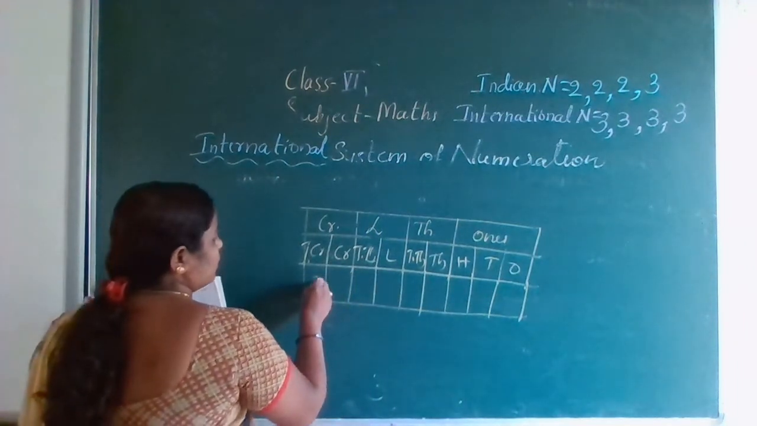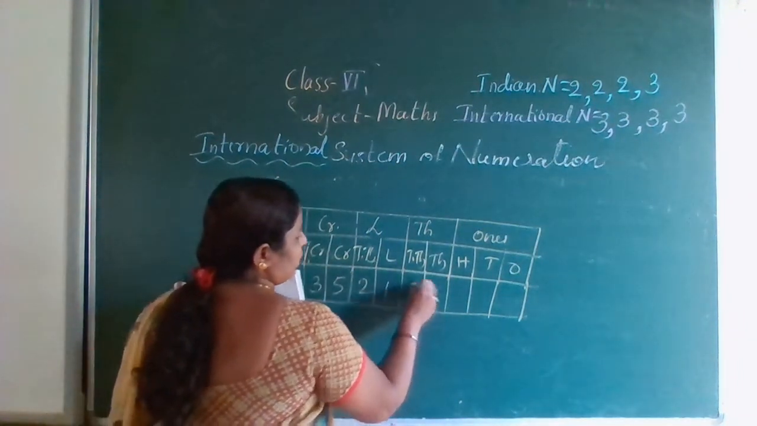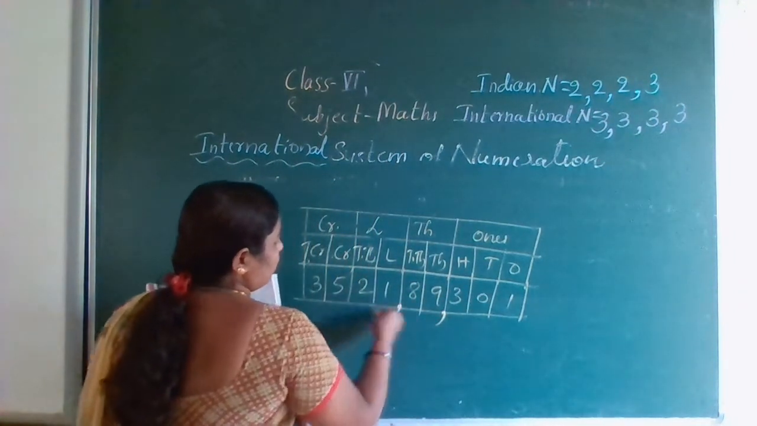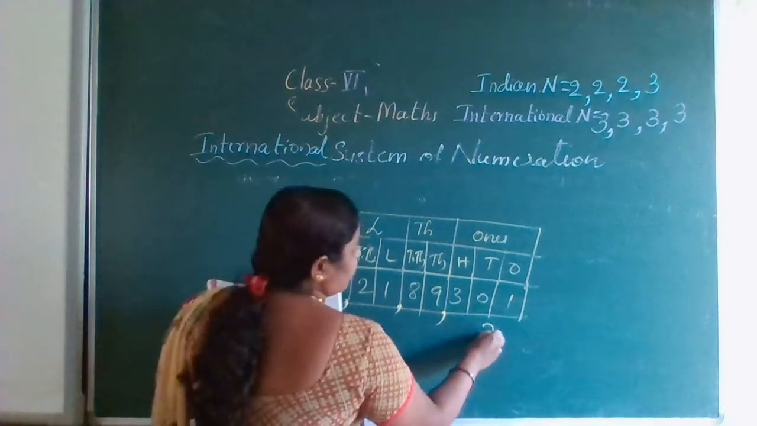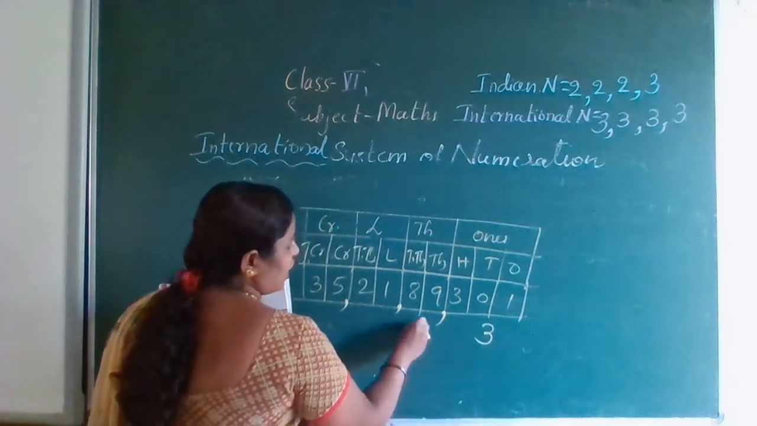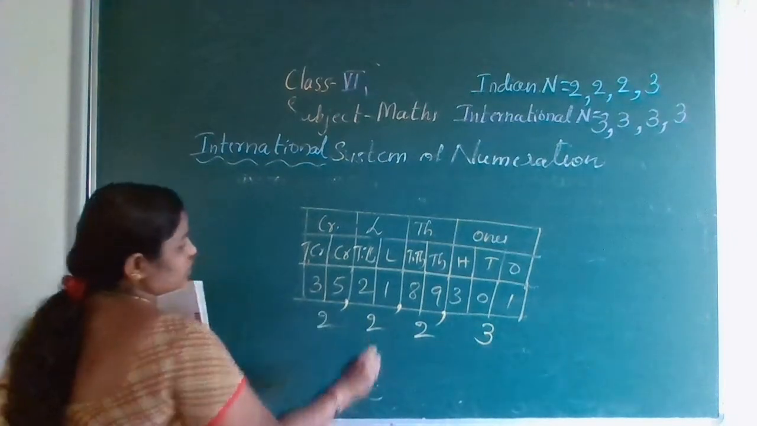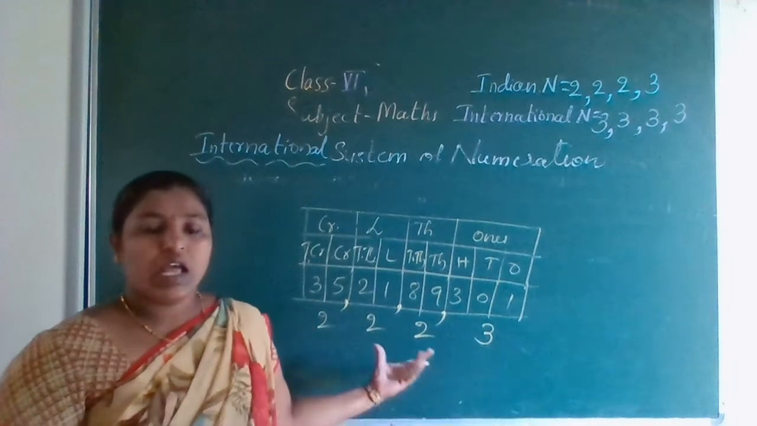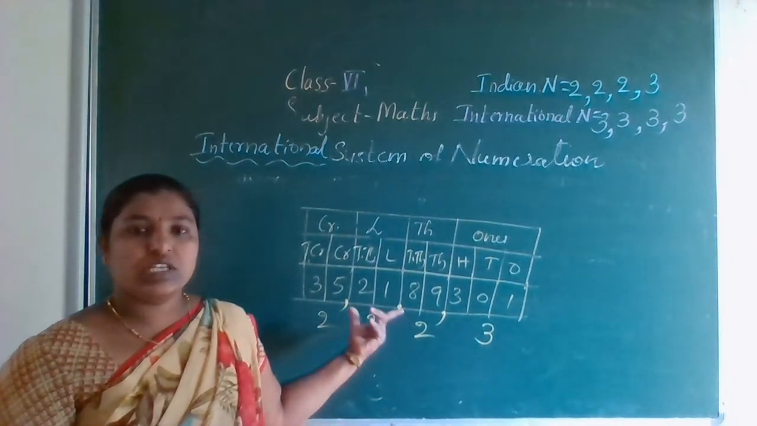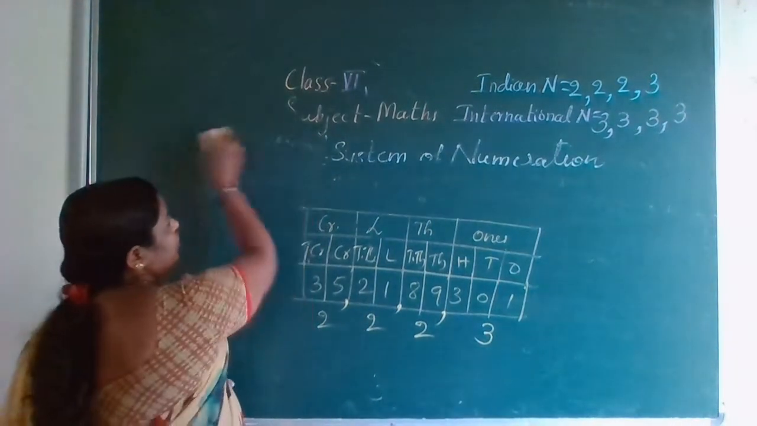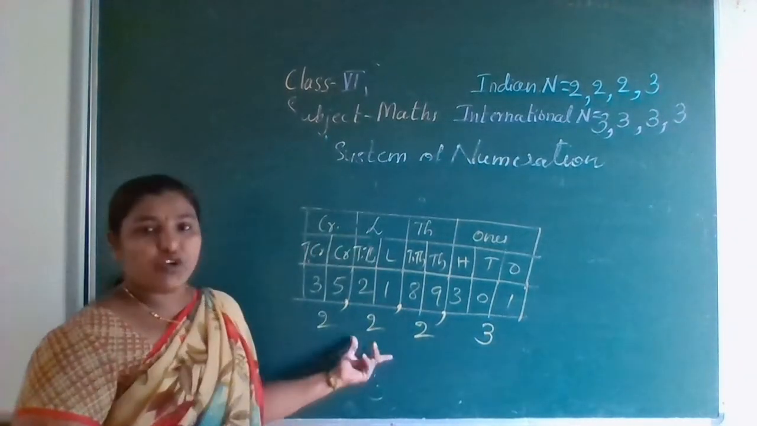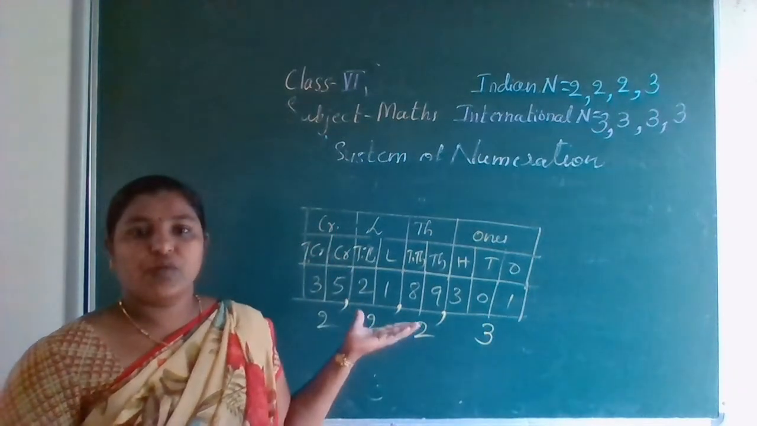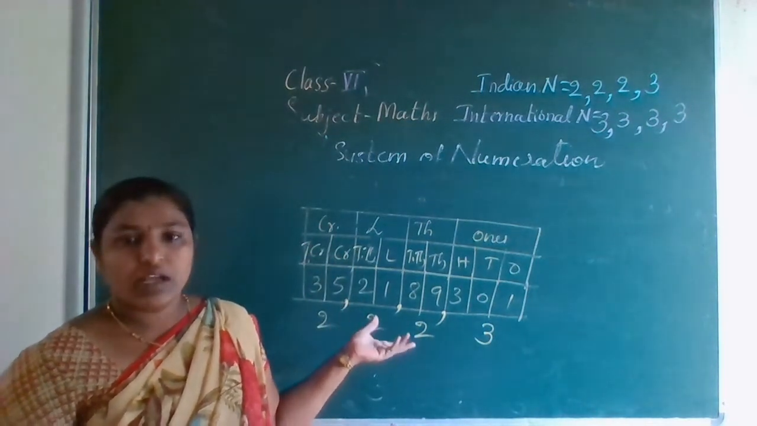Suppose 352189301. This is one example. So here we give the comma after 3 digits, and then 2 digits, 2 digits, 2 digits. So this is how we write the numbers in the placement box. This is the Indian system of numeration placement box, and the international system of numeration placement box will be different.